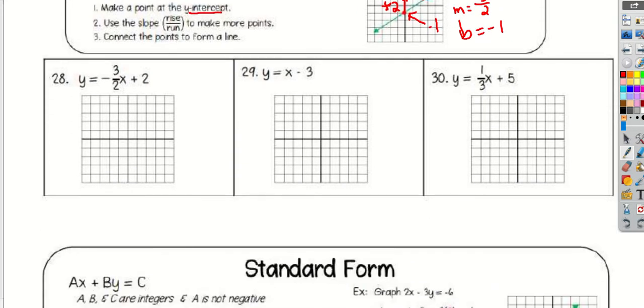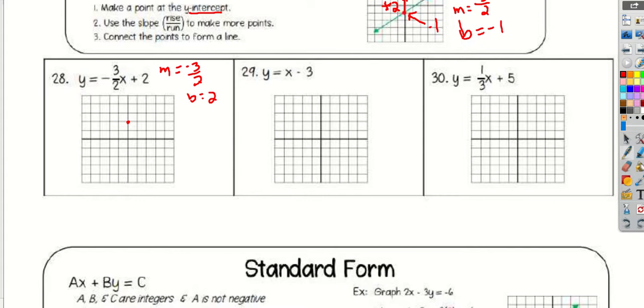So for number 28, I want to indicate what my slope is. It's -3 over 2. My y-intercept is 2. So I'm going to go up 2 and plot a point. And then I'm going to use my slope. Since it's -3 over 2, I either have to move down negative and right positive, or up positive and left negative.